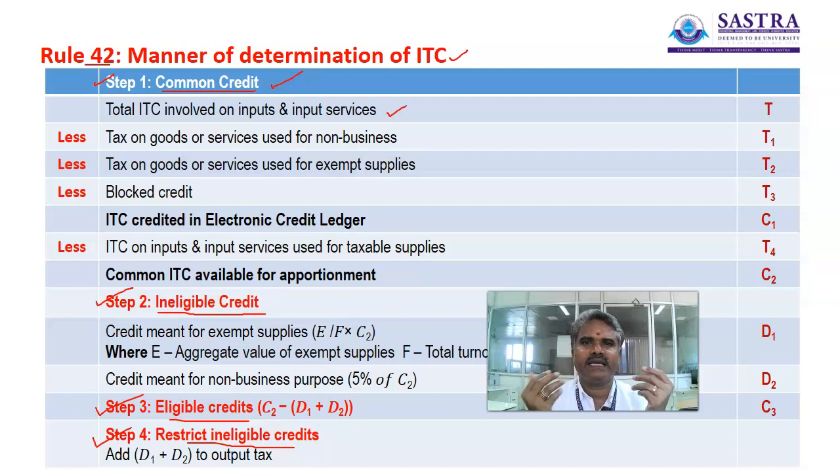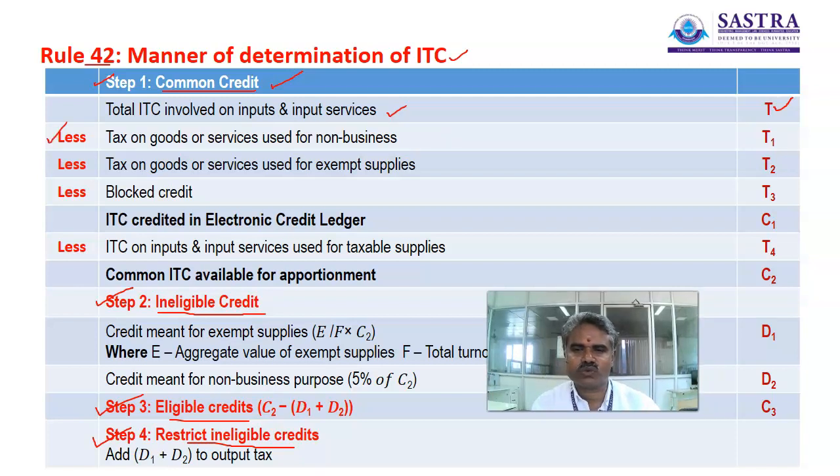So here you have to take 100% of your input tax on goods and input tax on services. It denotes T. Here you have to take total input tax that has been credited in your electronic credit ledger.